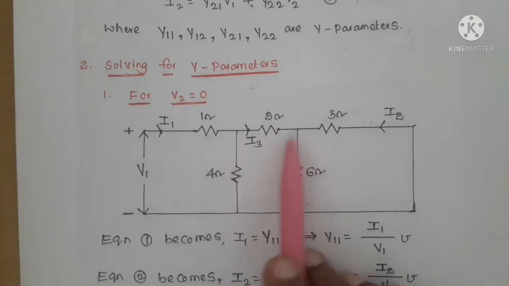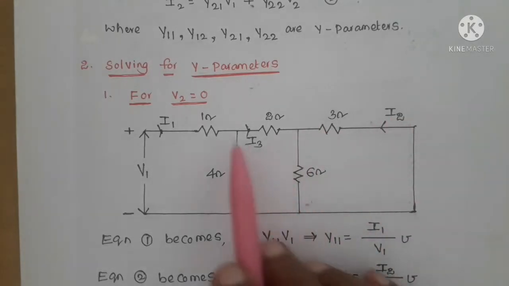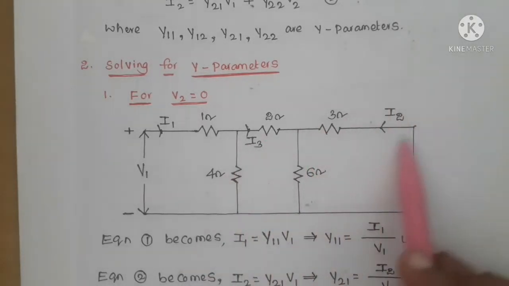Again we have to divide. This I3 is divided into this branch and into this branch. So I3 is divided, and we want I2.